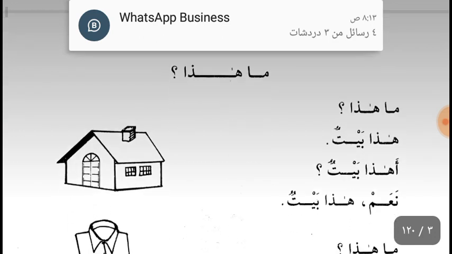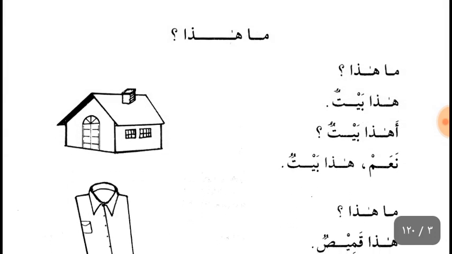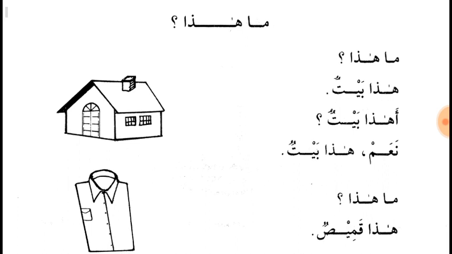So on the next page we have mahaza. What is this? Read it also. Mahaza. What is this? Hada baytun. This is a house. Hada baytun. Is this a house? Naam, hadha baytun. Yes, this is a house.